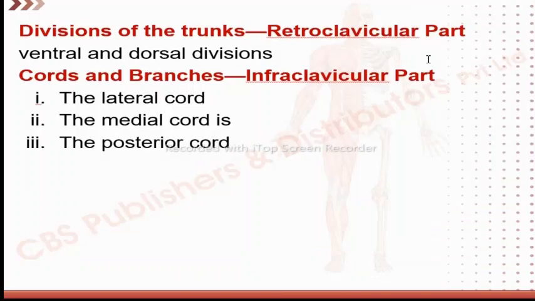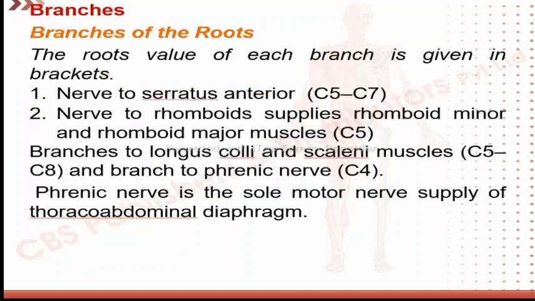So in the brachial plexus, the divisions lie posterior to the clavicle, so it is the retroclavicular part. The infraclavicular part is the three cords and their branches. Then see the branches from the roots.